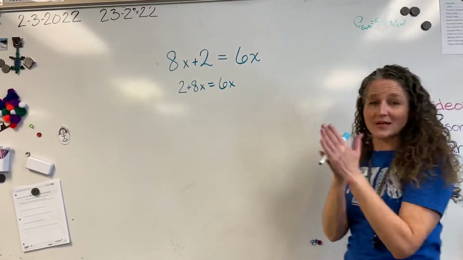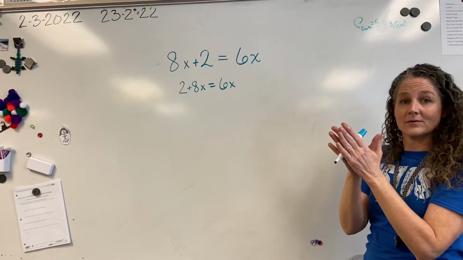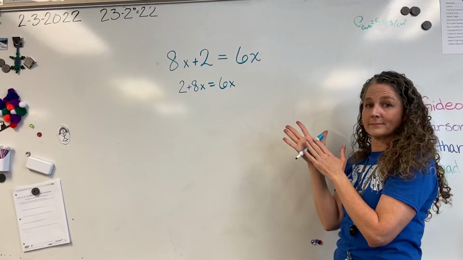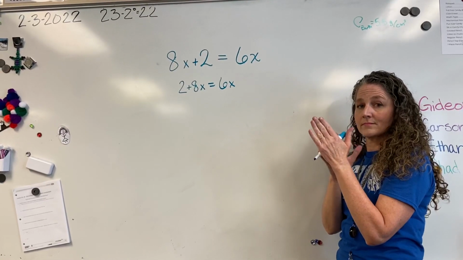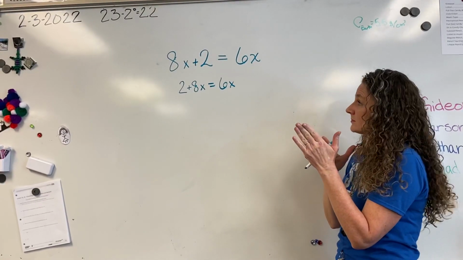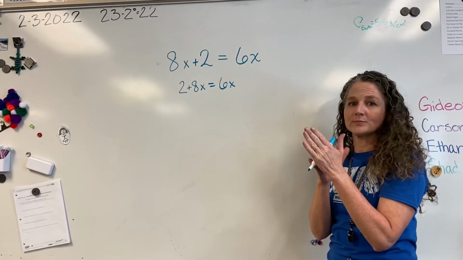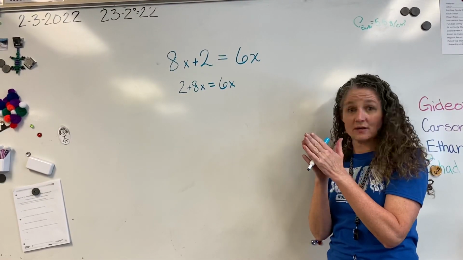Oh, Xander, what am I going to do? I figured out something that you can do. You can do 8x minus 6x equals 2. And that would be the same thing, but you just flip it. No, it actually doesn't. Should we do it? Sure.